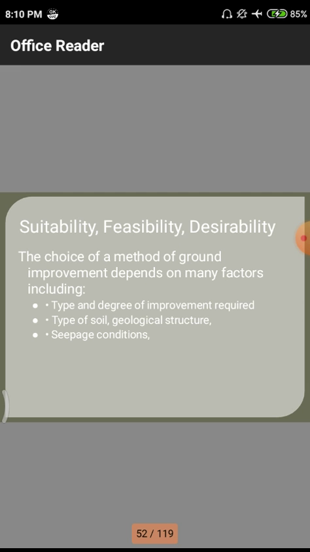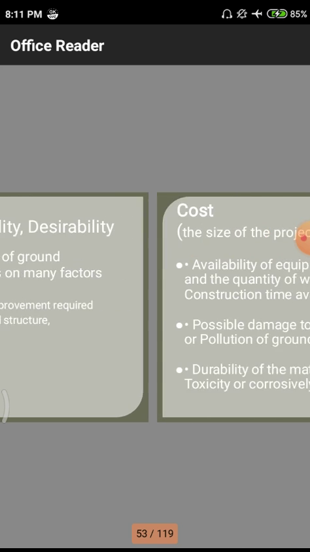Those three are the main factors we need to observe. Suitability, that means whatever fibers, compactions, or chemicals we have to use. Next one is the feasibility, that is how much the cost is and whether it is feasible for the particular soil or not. Next one, desirability, how much time it will last on that particular surface. All those are the affecting features for those particular surfaces.